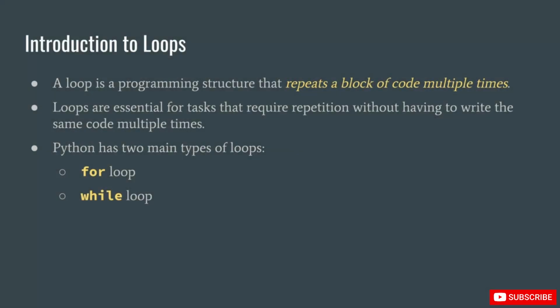A loop is a programming structure that allows us to repeat a block of code multiple times. This is especially useful for tasks that involve repetition, as it eliminates the need to write the same code over and over. In Python, there are two main types of loops, the for loop and the while loop. Both help us automate repetitive tasks and streamline our code.